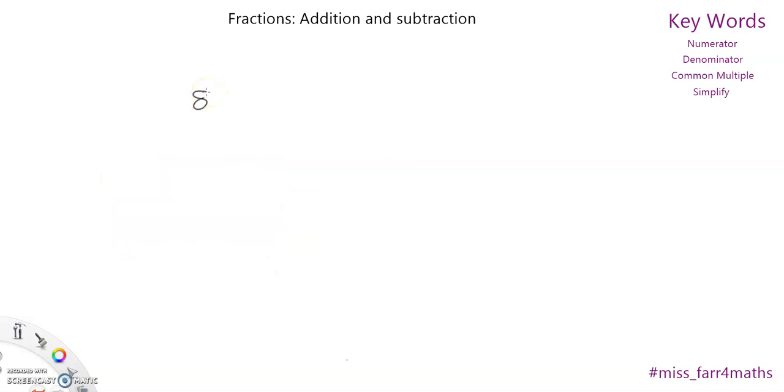Now subtracting works in the same way as addition. The denominators have to be the same for them to be able to be added or subtracted from each other. So you follow the same process. Here we have two fractions where the denominators are different. So how do we make them the same? Well, we look for the common multiple, and the easiest way to do this is to times the 9 and the 2 together. So if we did that, that would give us 18.